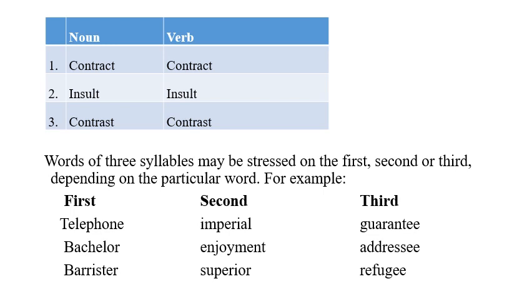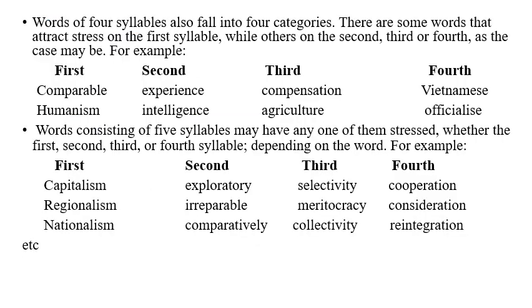Words of three syllables may be stressed on the first or second or third, depending on the particular word. For example, telephone. On the second, imperial. On the third, guarantee. On the first, bachelor, barrister. On the second, enjoyment, superior. On the third, addressee, refugee.